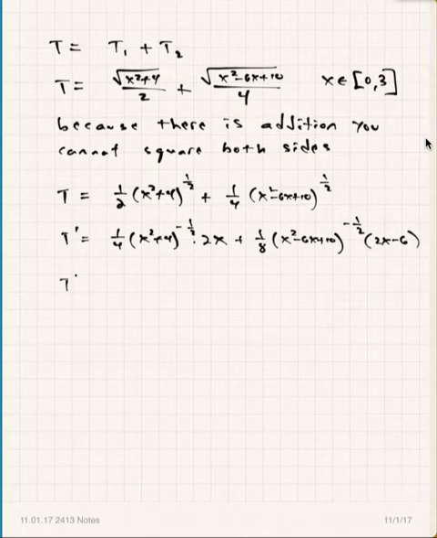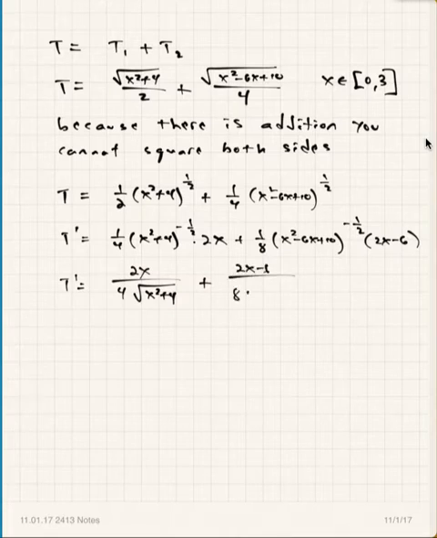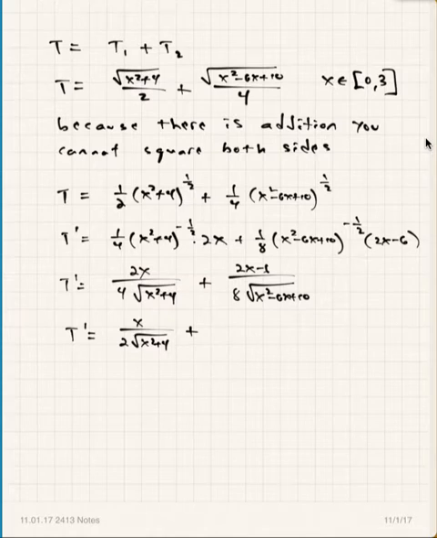Okay, so t prime would be 2x over 4 times the square root of x squared plus 4, plus 2x minus 6 over 8 times the square root of x squared minus 6x plus 10. Yuck. Now, you could cancel out a 2 in that first fraction and reduce it, and you have x over 2 times the square root of x squared plus 4. And in the second fraction, you could also divide out a 2, which would leave you with x minus 3 over 4 times the square root of x squared minus 6x plus 10.